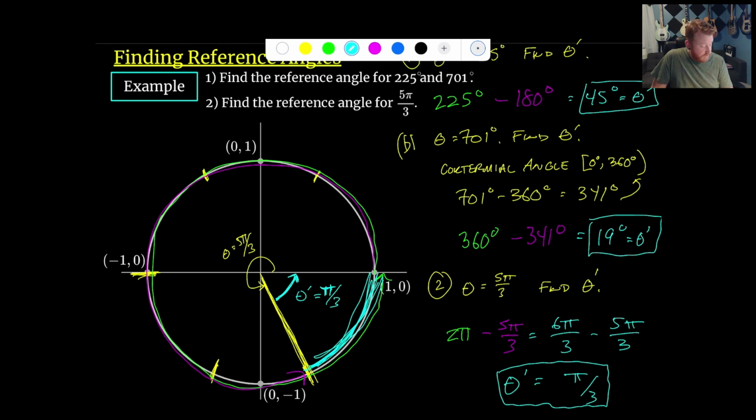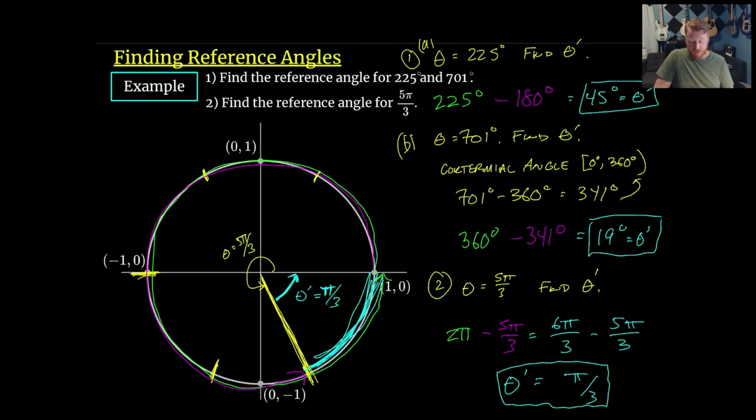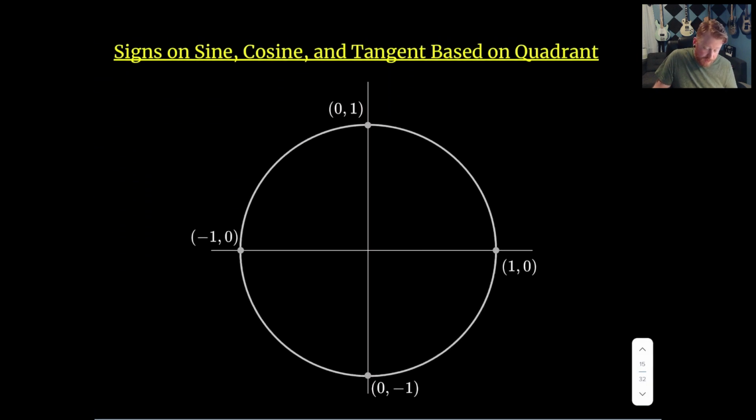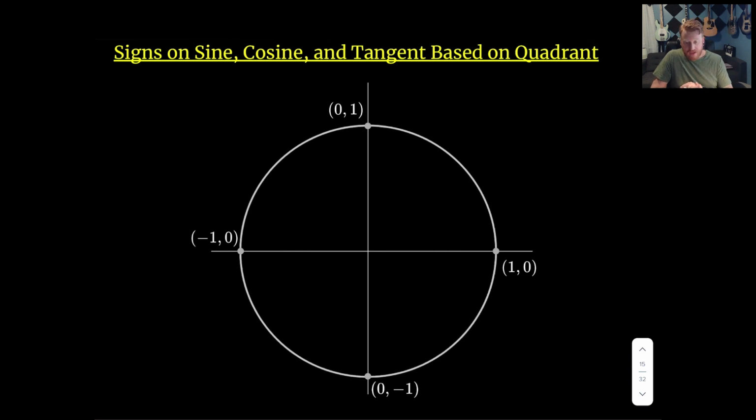Now, getting these reference angles can be a nice way to evaluate any angle on here in a quick way. You don't have to memorize so much if memorizing is the way that you're going about this. So before we do that, I want to talk about the signs on sine, cosine, and tangent based on the quadrant that things are living in here.